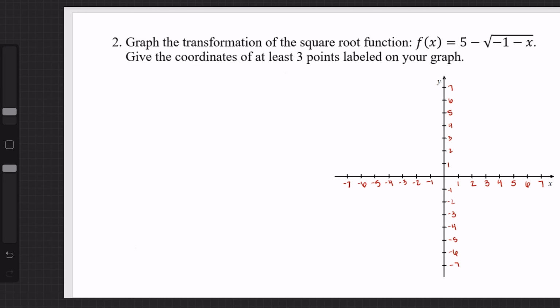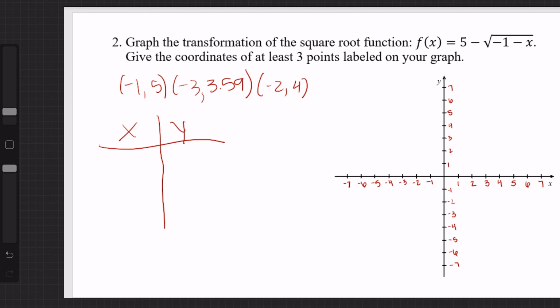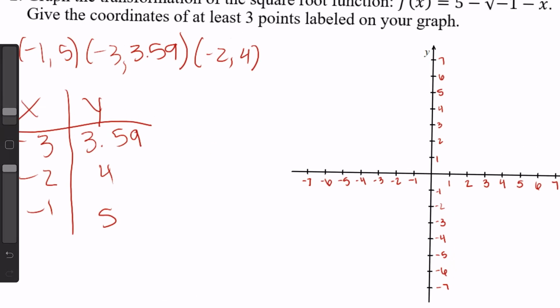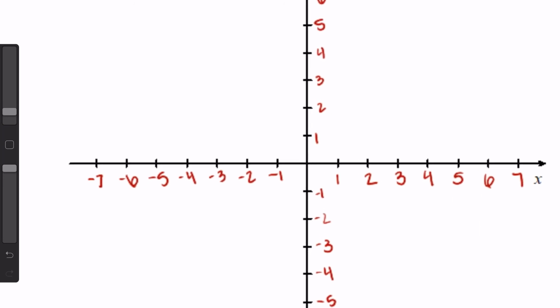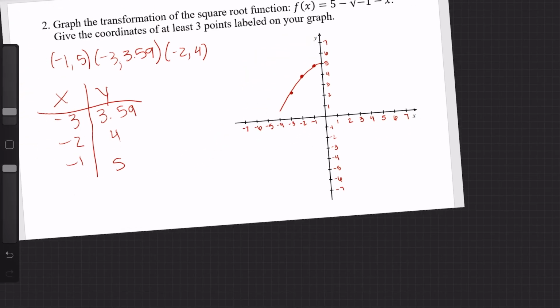Okay, so now that we have our points, we have (-1, 5), we have (-3, 3.59), we have (-2, 4). So we'll go ahead and put that here: -3, -2, -1, and 3.59, 4, and 5. So we'll go ahead and graph that. -3, 3.59 somewhere right there. -2, 4, -1, 5. So that is our graph.